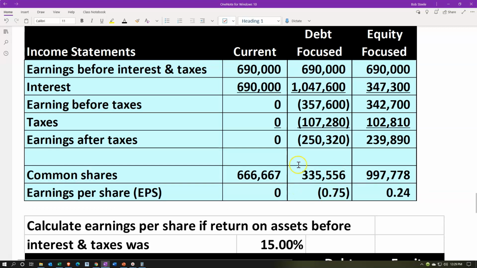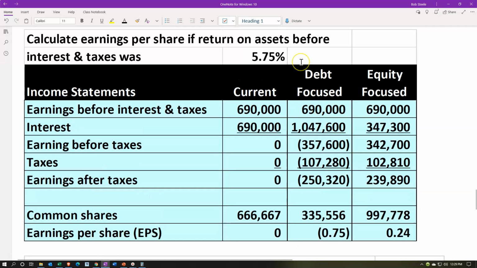So if we divide this out, then the 250,320 over the shares outstanding, we have a loss of the 0.75. And the equity plan is the only one that's resulting in the earnings per share at the income of the 0.24. So now let's do the opposite.